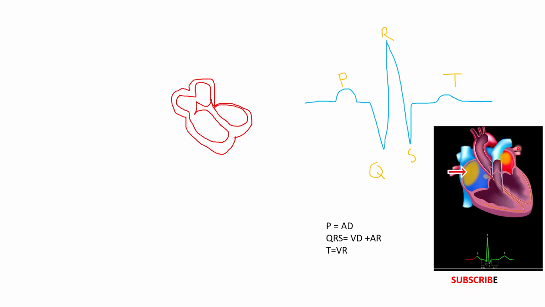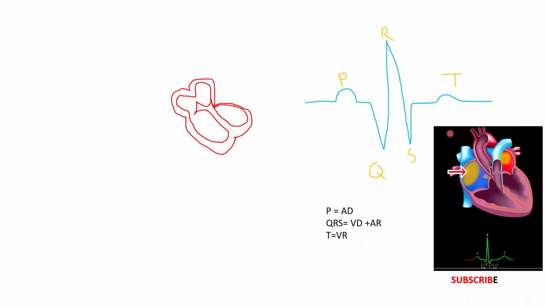So let's understand the parts of the wave: P, QRS and T. P wave represents basically atrial depolarization, and QRS indicates ventricular depolarization and atrial repolarization, and T wave indicates ventricular repolarization.